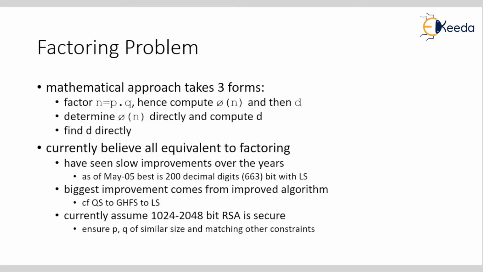Currently, they are all believed to be equivalent to factoring. This has seen slow improvements over the years. The biggest improvements come from improved algorithms. Currently, it can be assumed that 1024 to 2048-bit RSA is secure, wherein we have to ensure that p and q, the two prime numbers, are of a suitable size, matching the other constraints of the RSA algorithm for the factoring problems for the encryption and decryption process.